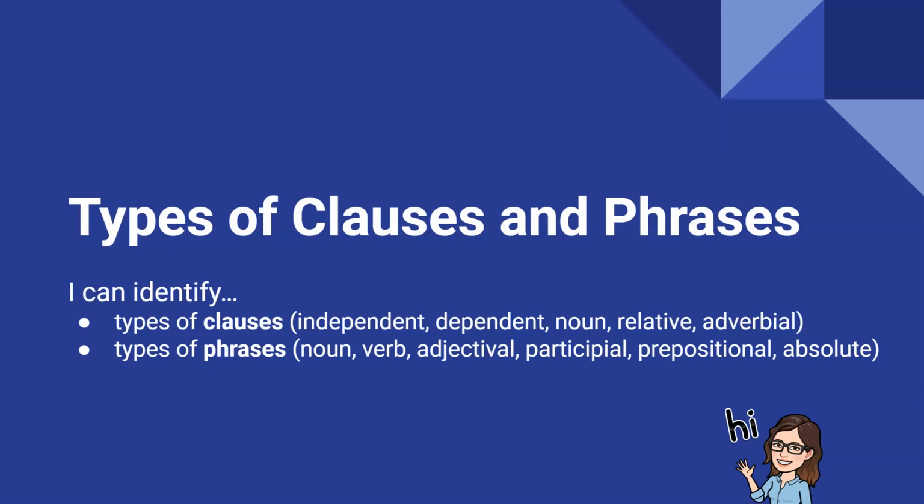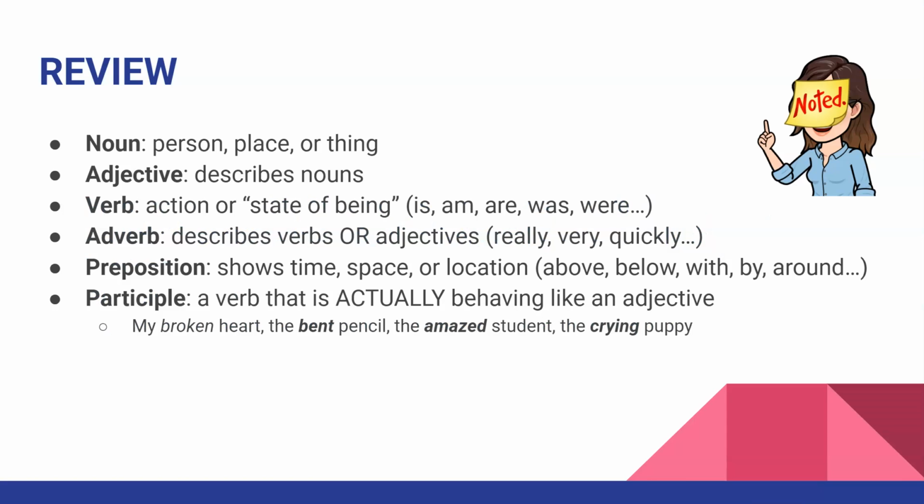Welcome back. We already talked about types of clauses, so now we are moving on to types of phrases, specifically noun, verb, adjective, participial, prepositional, and absolute. So again, quick parts of speech review, just in case you need it.